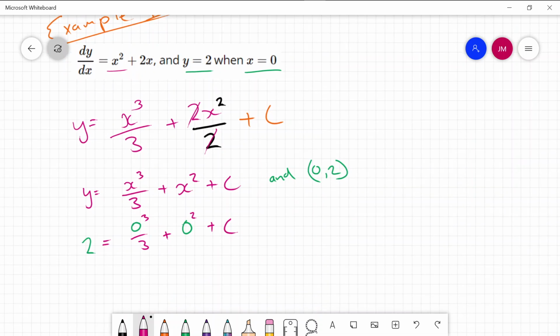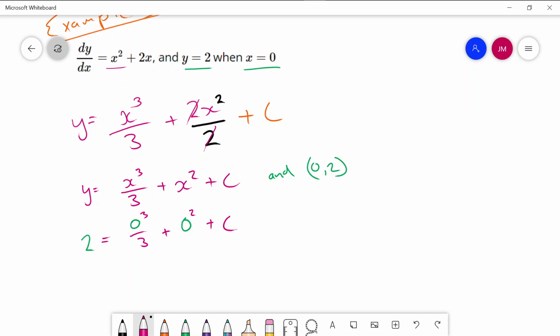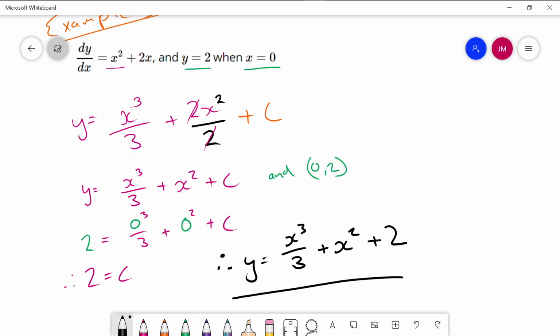So let's try and rearrange and solve that. So that'd be 0 plus 0 plus c equals 2. So therefore c equals 2. So my final answer, therefore, y equals x cubed on 3 plus x squared plus 2 is my final answer.